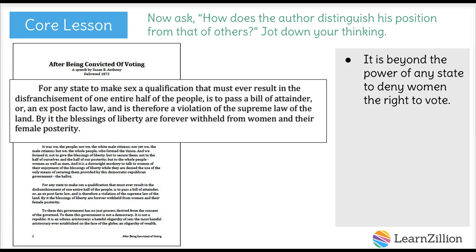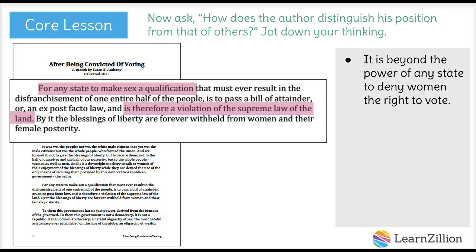I think I found some more evidence in the 5th paragraph. Anthony declares, "For any state to make sex a qualification is therefore a violation of the supreme law of the land." In this statement, Anthony has again distinguished or distanced her position from others. She believes that these states are in violation of the supreme law, the United States Constitution. This supports what we just found out about Anthony's belief that states cannot deny women the right to vote.